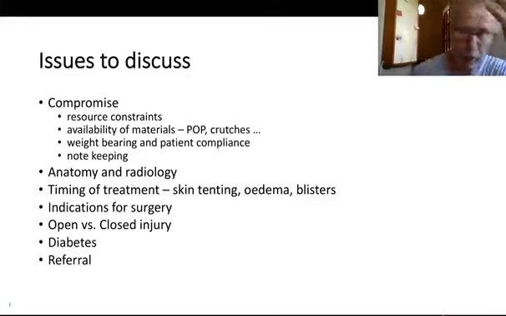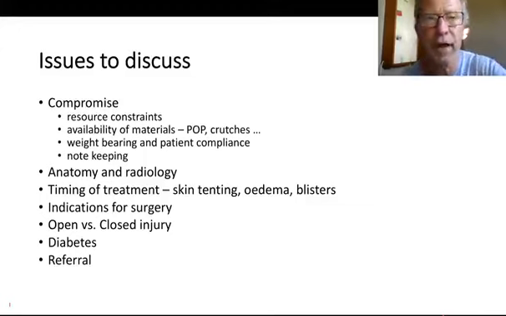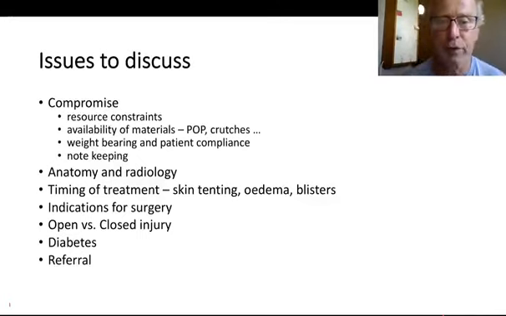So there is a large degree of compromise, and because an ankle fracture is a fracture that can be hidden in a plaster, many patients get treated with plasters that ideally should not be. They should be operated on. So there's resource constraints with regards to theatre time. There's resource constraints, as you've heard already, with regards to materials, and that's plaster of Paris, crutches.